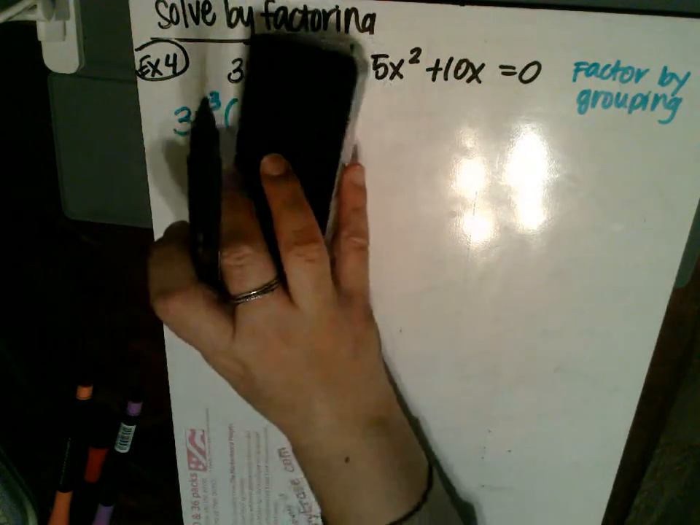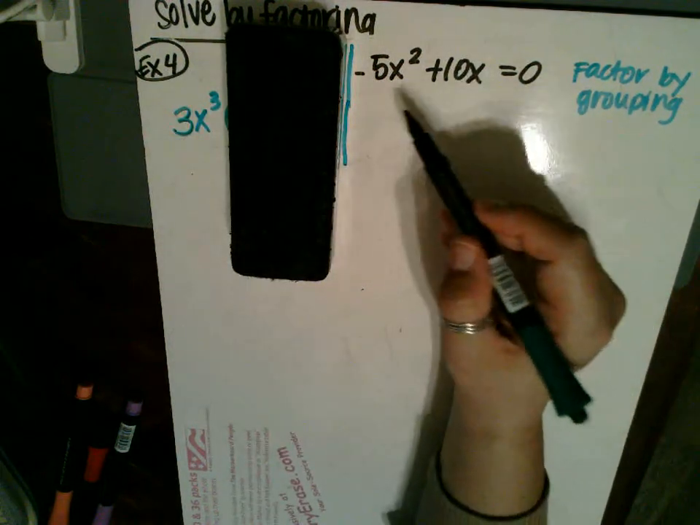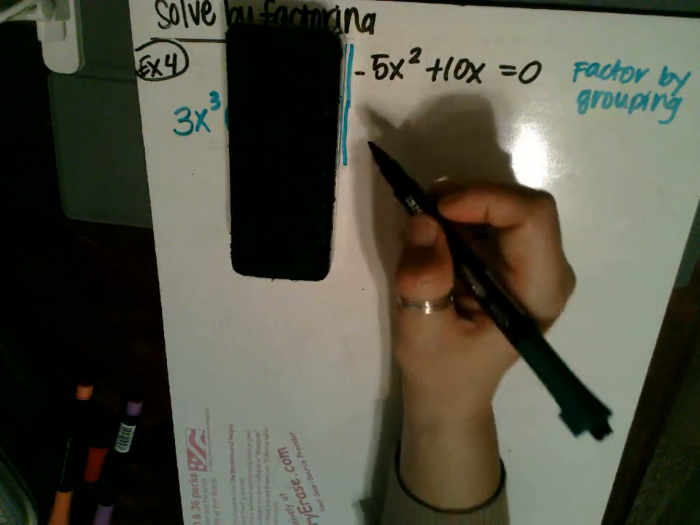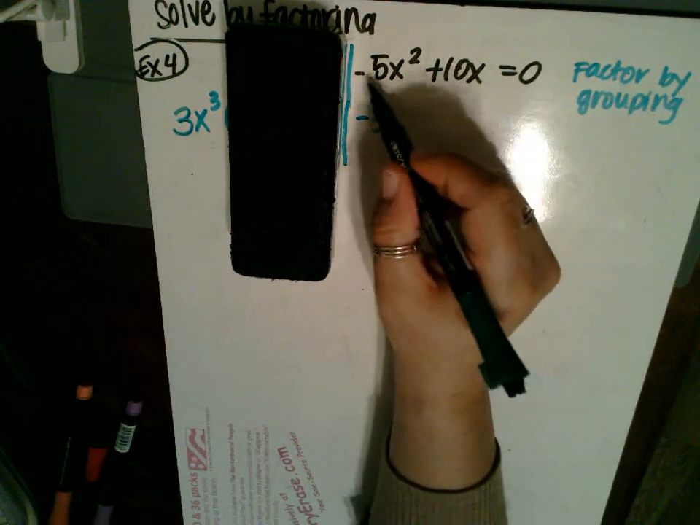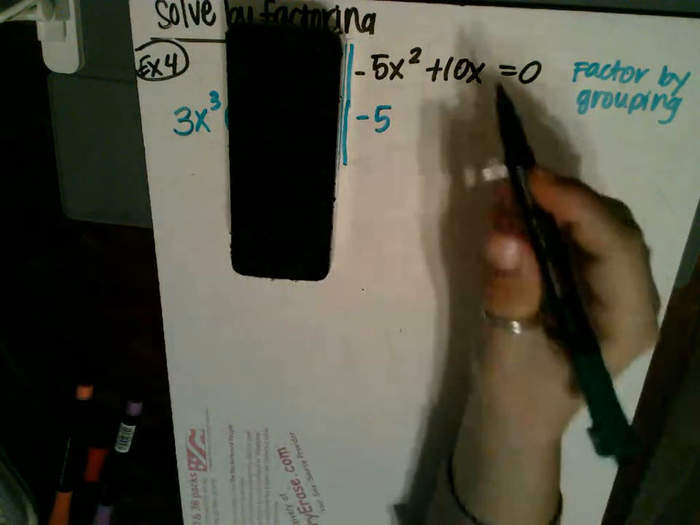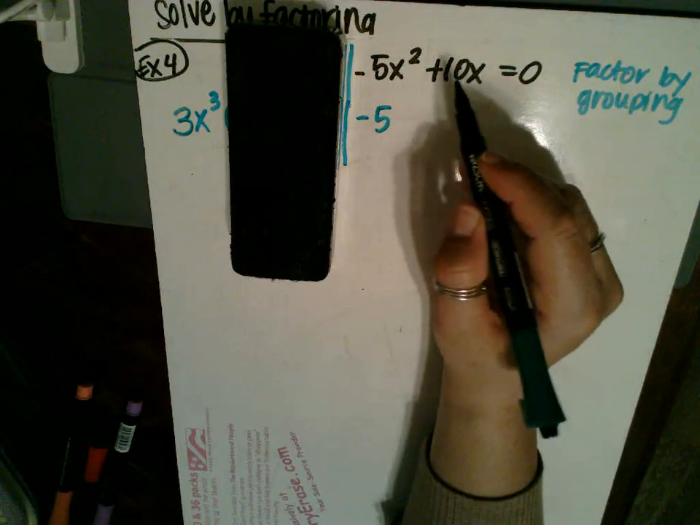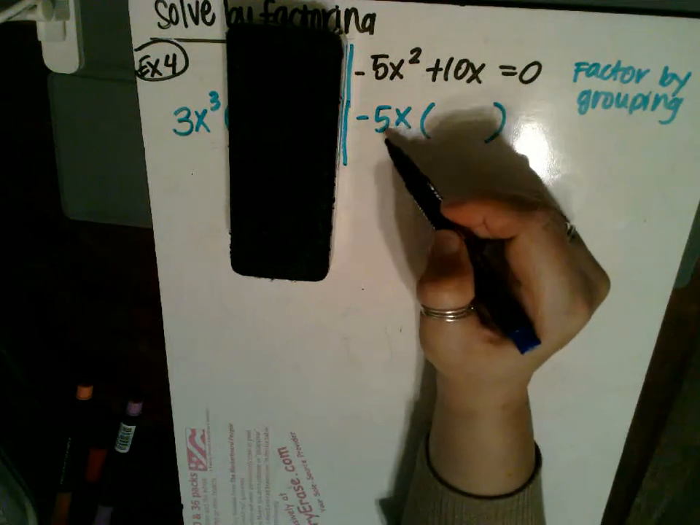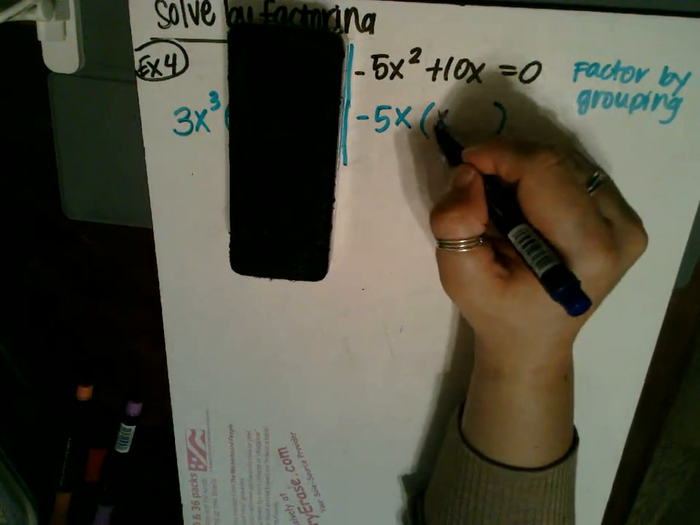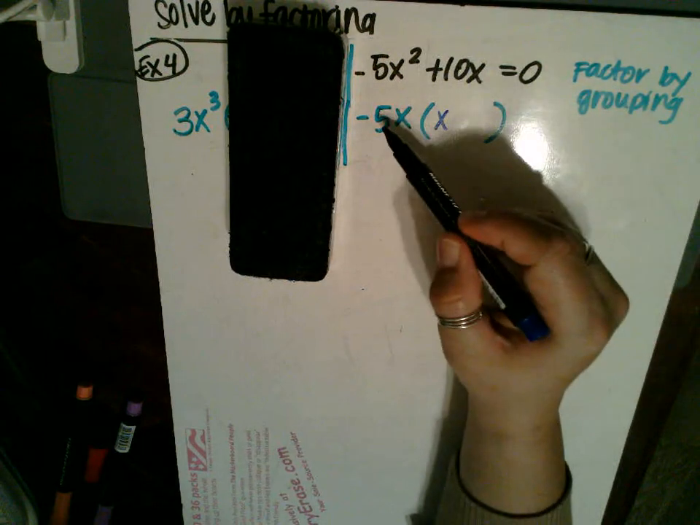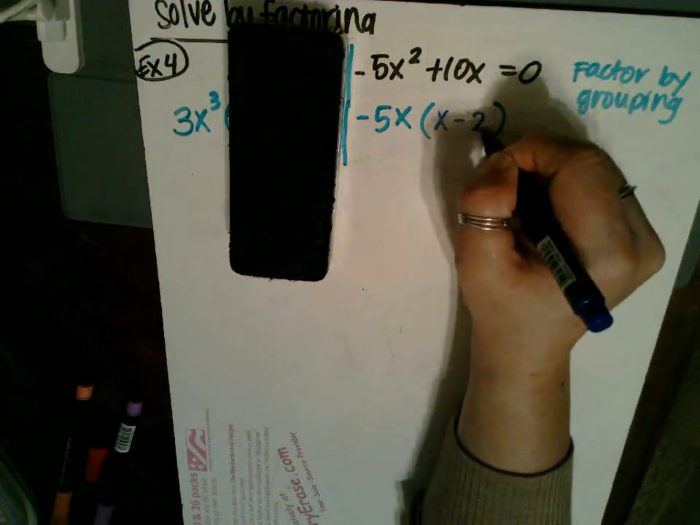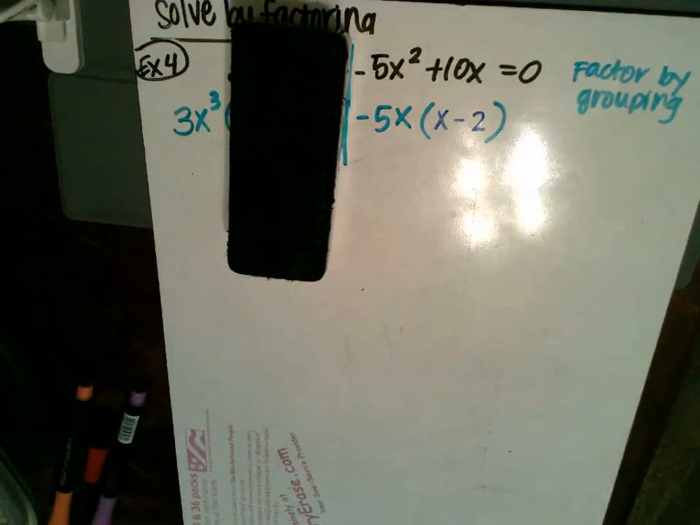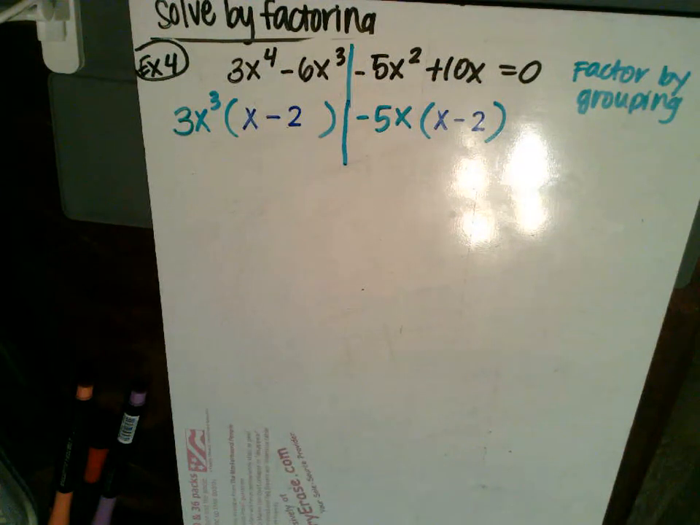On the right-hand side, I pull out the greatest common factor between -5x squared and 10x. So the greatest number they have in common is going to be -5. Always pull out the negative. The greatest x value they have in common is one single x. Doing so leaves me with -5x times x is -5x squared. -5x times -2 is positive 10x. And we've pulled out our greatest common factor.